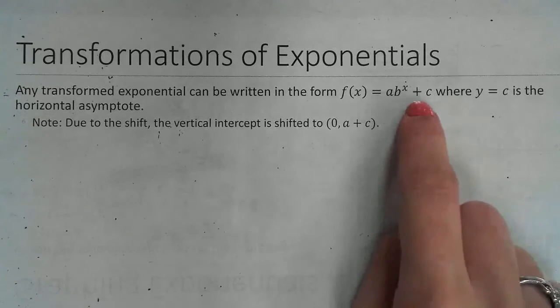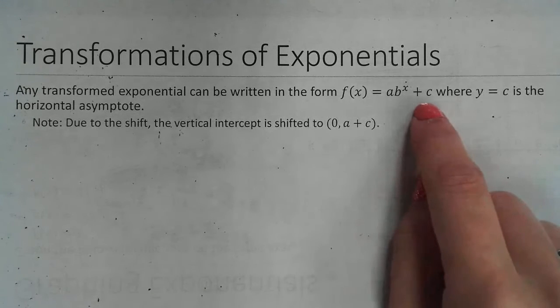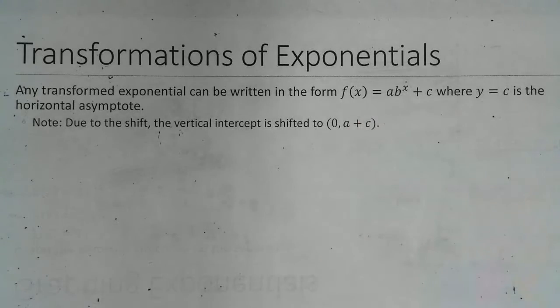So now what we have is we've introduced this plus c on the end, which usually means a vertical shift. So due to this shift, our vertical intercept is going to be shifted to 0, a plus c. When we were looking at our exponentials without the vertical shift, then our intercept was at 0, a. But now with this shift up by c, we have to move the vertical intercept up by c as well.